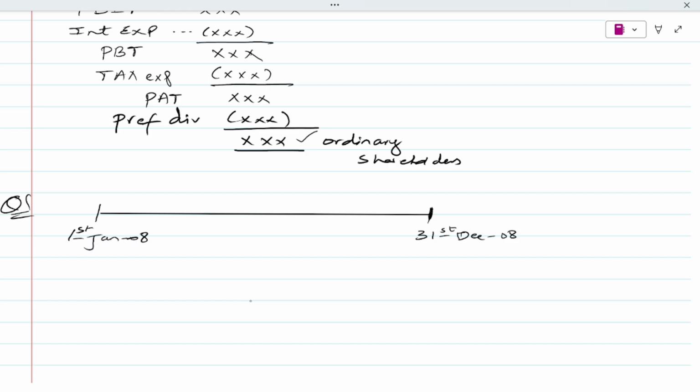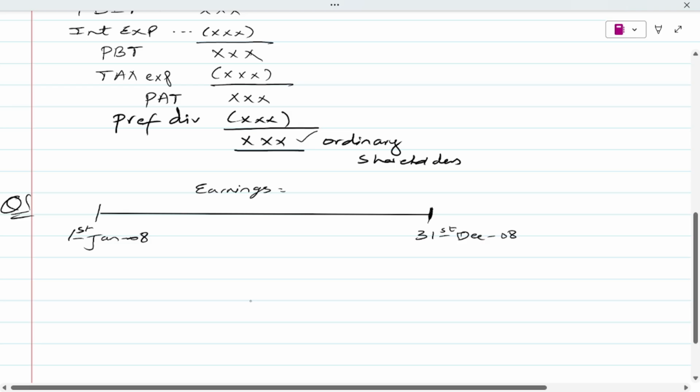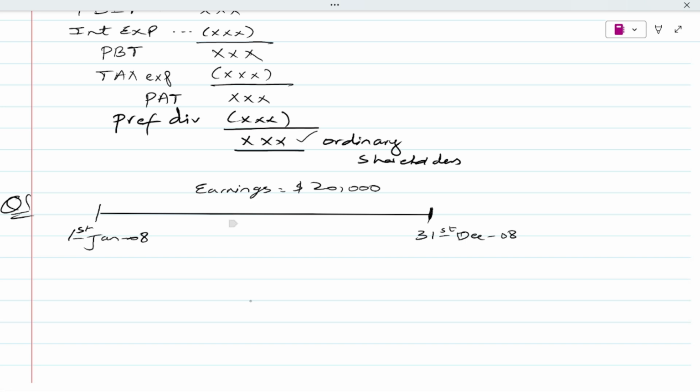Say the company made earnings of, let's say, $20,000. So in this whole year the company earned $20,000, and the number of shares in issue, let me write it over here, during this year or till date is 10,000.